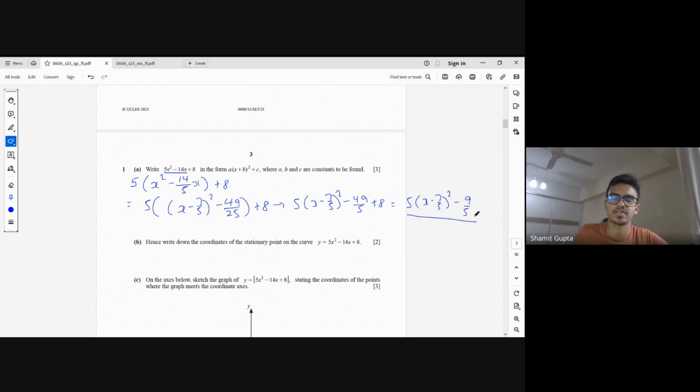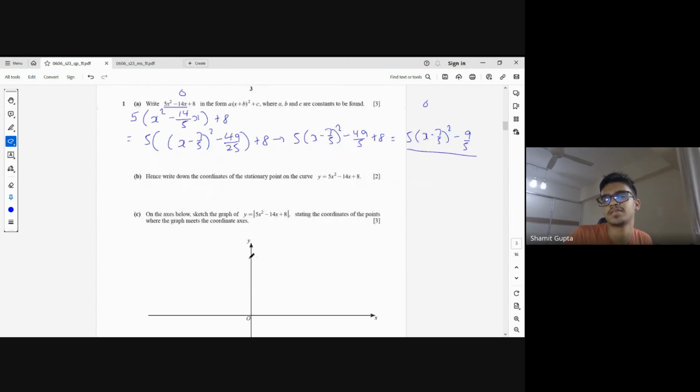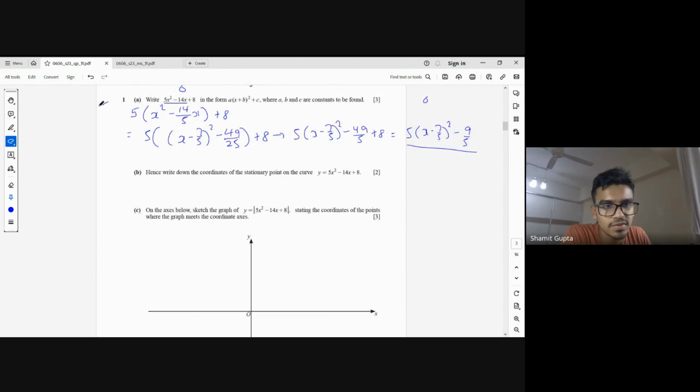Now we can actually cross-check this to see if this and this are the same thing. Just put a random value for x. Let's say x equals 2. 5x squared minus 14x plus 8, with x equals 2, this will be 0. So 5 times x minus 7 over 5 squared minus 9 over 5, with x equals 2, this is also 0. So we are correct in completing the square. We can cross-check without even looking at the mark scheme. So I'm just going to put a tick here. That doesn't mean I've checked the mark scheme. It means that I am confident this is correct. So in the future if I want to cross-check, I don't need to worry too much about this question.